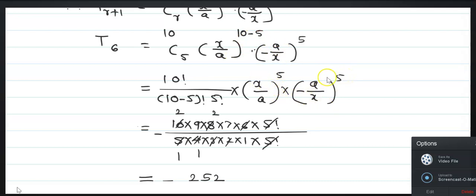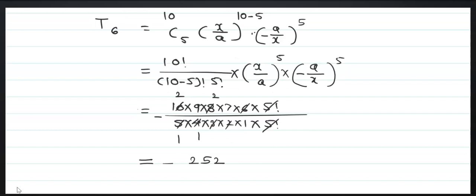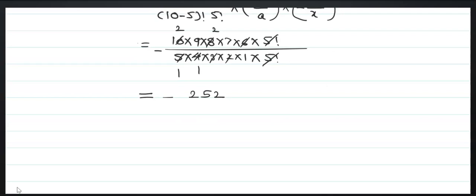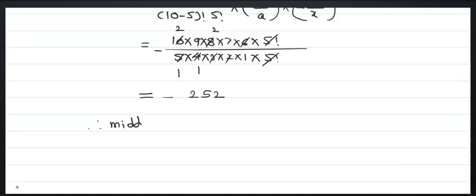Now again these are the opposite terms that get cancelled, and the minus sign we have taken here. Therefore, after the calculations, you will get minus 252. This is the final answer. Therefore, the middle term is minus 252.